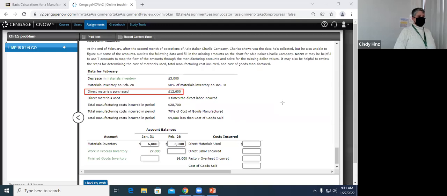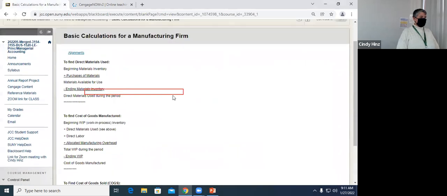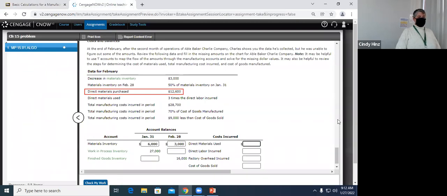Well, direct materials purchased during the month were $12,600. So I will remind you about the formulas that you have over here in Blackboard. This is in the Chapter 15 folder, the page called Basic Calculations for a Manufacturing Firm. And we're going to be looking at this formula to find direct materials used. Beginning materials inventory, we now know that was $6,000. Plus purchases of materials, we just read, and that's what this red box was around, was $12,600. So we had a total of $18,600 worth of materials available for use. And at the end of the month, we had only $3,000 worth left. So from that, you should be able to determine the direct materials that were used.